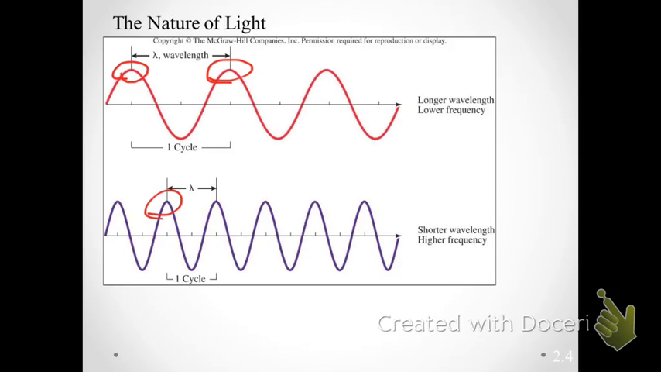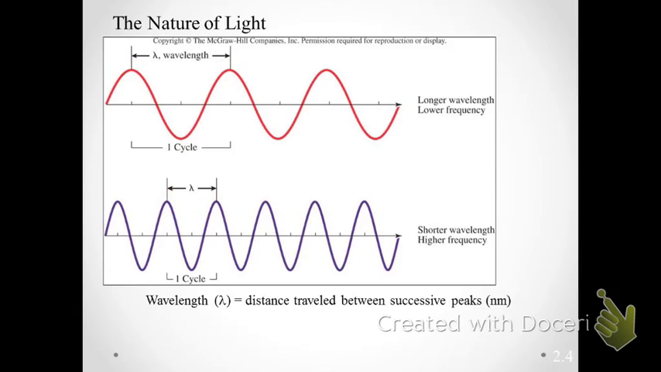We'll notice that these two waves are different because the distance between the crests is different. The one on the upper part of the slide with the red, the distance between the crests is larger than on the lower part of the slide. That distance between the crests, of course, is called the wavelength. And the upper one clearly has a longer wavelength than the lower one.